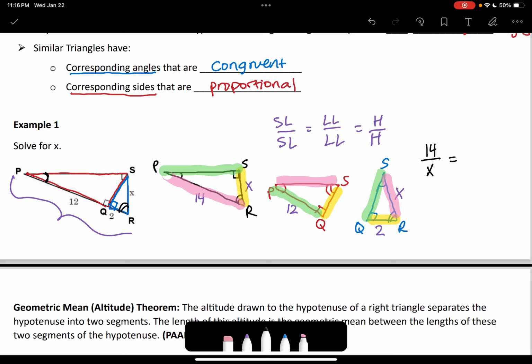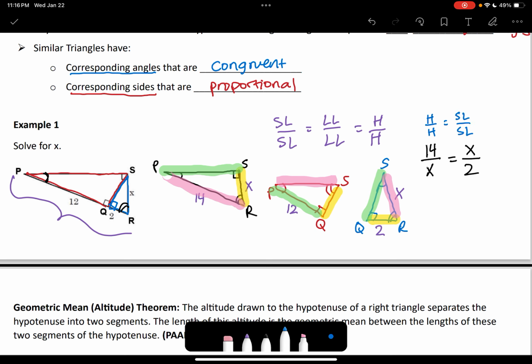That would be equal to, well, now let's look at the other side that we have labeled in the first triangle, the yellow side, the short leg. The short leg here would be X over the short leg of the last triangle, which would be 2. So again, to reiterate, the 14 over X was us doing hypotenuse over hypotenuse, and the X over 2 was us doing the short leg over the short leg.